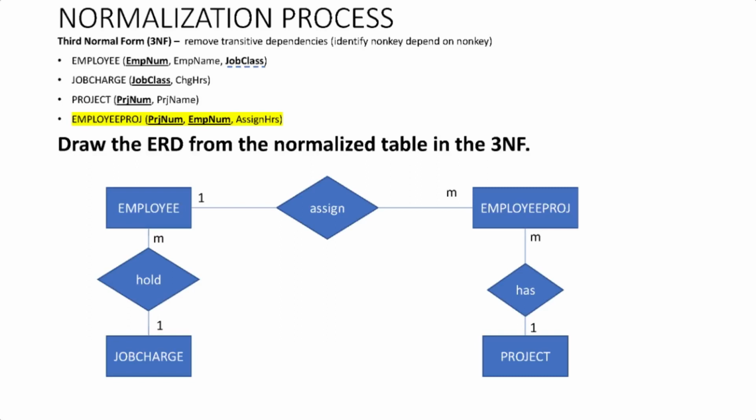So that's how we draw the ERD. It's very simple. Just look at the relation's primary key and foreign key. The primary key will be one, the foreign key will be many, as simple as that.